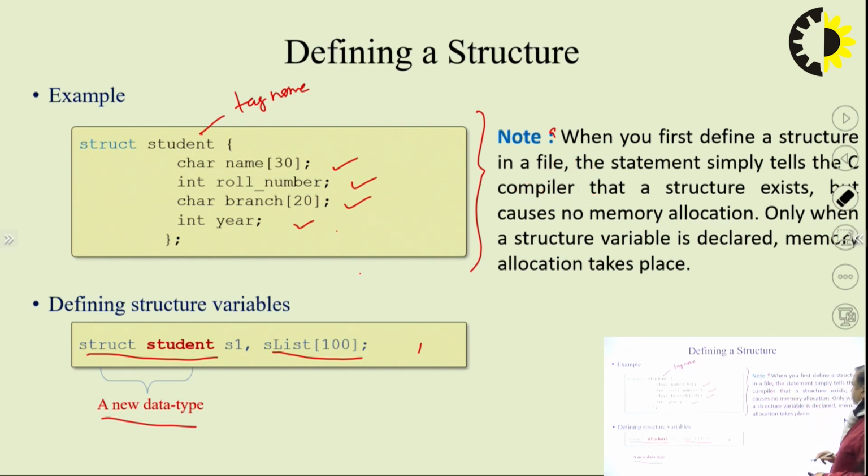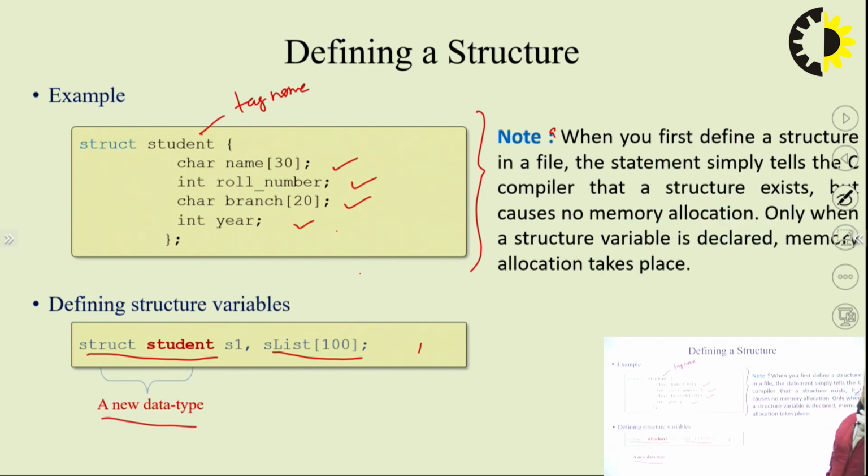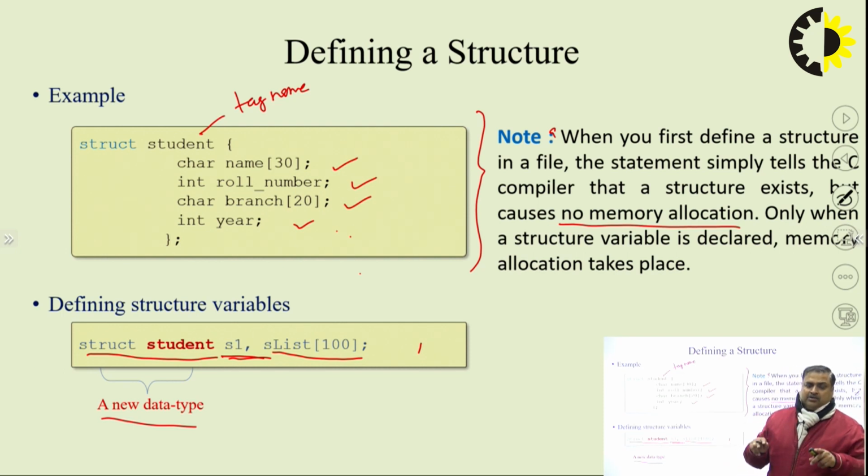Something to remember: when you first define a structure in a file, the statement simply tells the compiler that this structure exists, but it causes no memory allocation. Please emphasize, it causes no memory allocation. Only when a structure variable is declared will the memory allocation take place. That means when we define this, no memory will be allocated, but when we define this, the memory will be allocated. How much memory will be allocated? Equivalent to the collection of all the members.